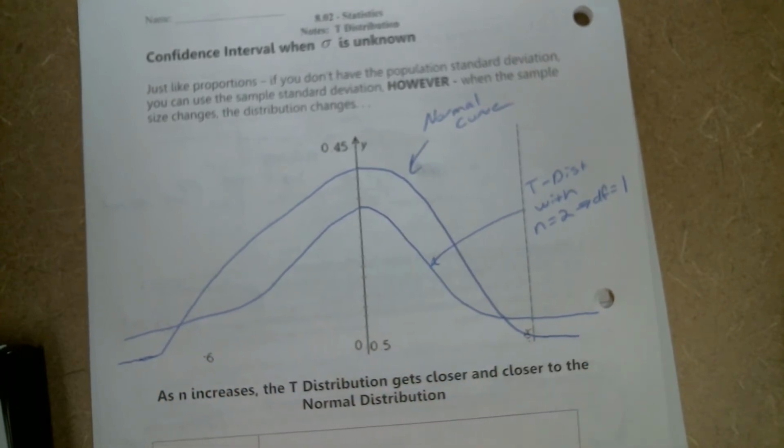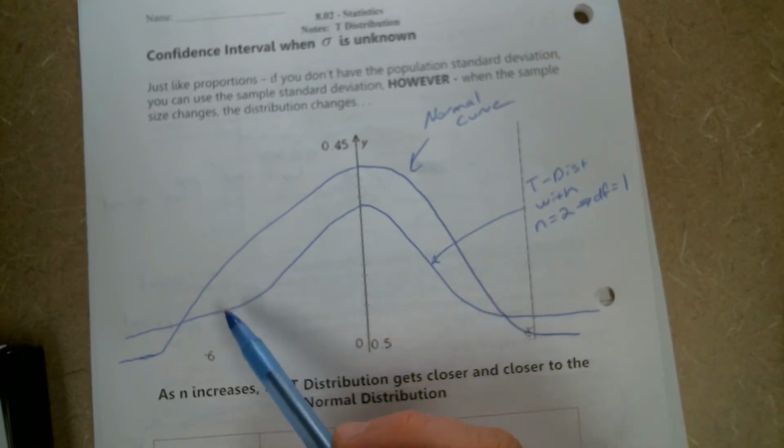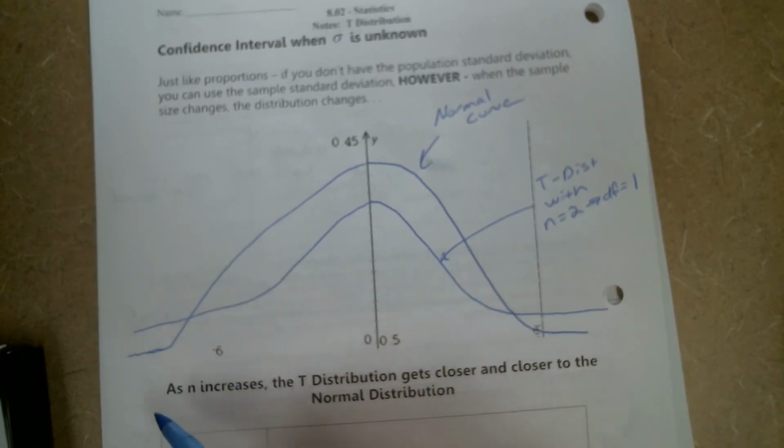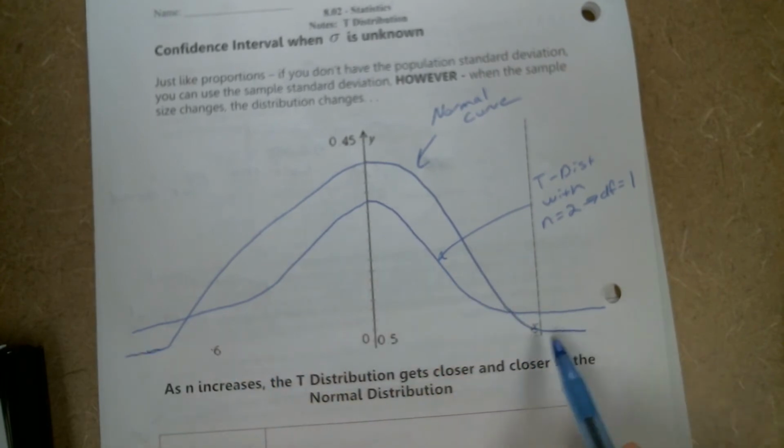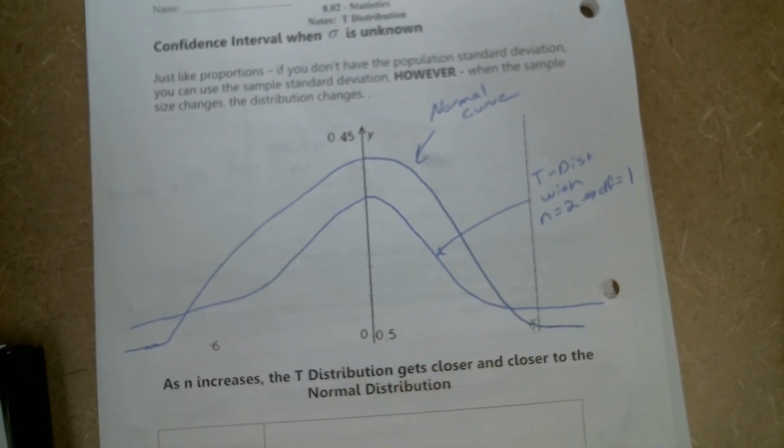Because we're saying, all right, there's all this extra uncertainty. Maybe our standard deviation's right. Maybe it's wrong. Maybe it's too low. Maybe it's too high. But to account for this extra uncertainty, we're going to put more area out to the extremes of the distribution to account for that extra uncertainty.